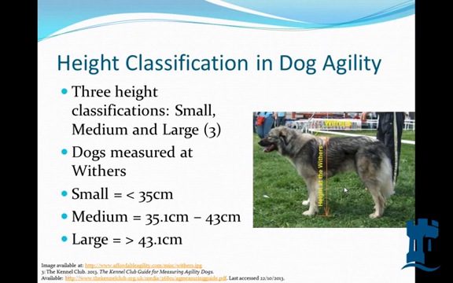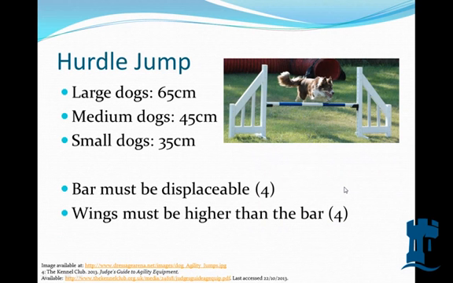There are three height classifications seen in dog agility. These are small, medium and large. Dogs are measured at the withers, and the withers is the ridge between the shoulder blades of a dog. As you can see, it's not very clear, but you can see that in the image just there. Small dogs must measure less than 35 centimetres, medium dogs measure between 35.1 centimetres and 43 centimetres, and large dogs are any dogs that measure above 43.1 centimetres.